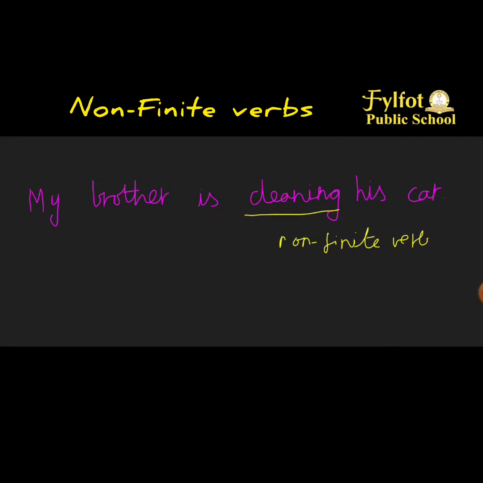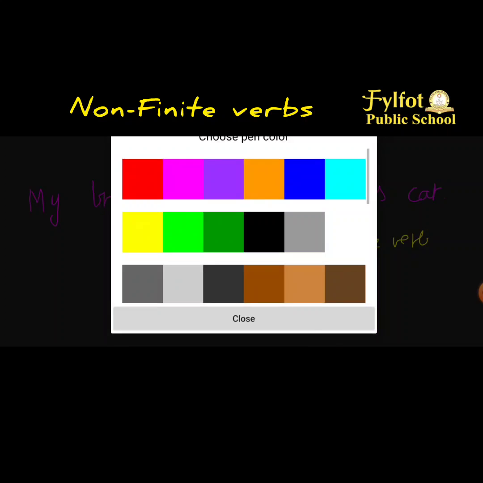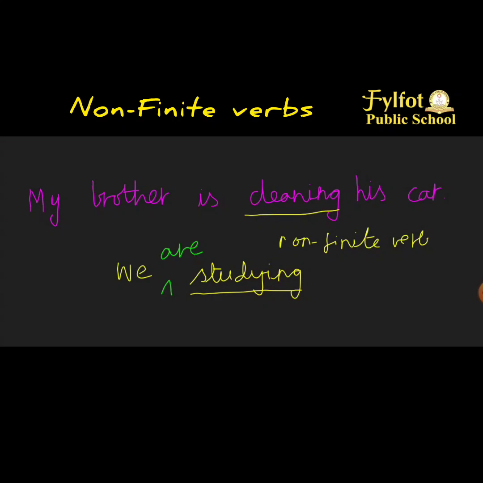For example, we studying. In this sentence, studying is a non-finite verb, so we add a helping verb: we are studying. Now the sentence is complete. As I told you, a non-finite verb cannot stand alone as a main verb, and to make it finite, we add a helping verb. I hope you're clear now, and let's see some more examples.